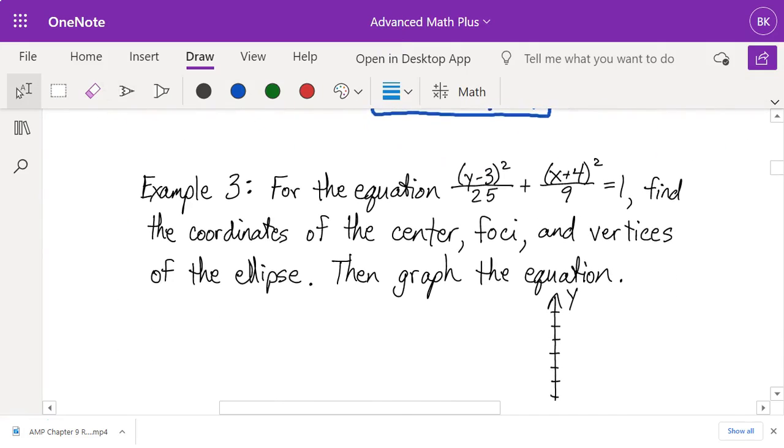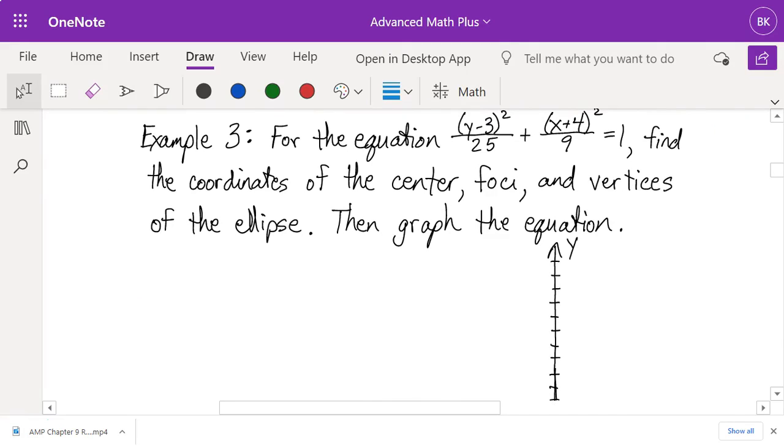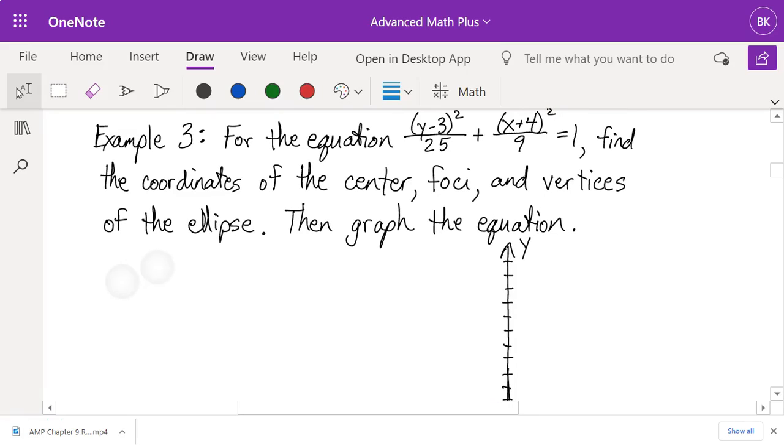Example 3. For the equation here, find the coordinates of the center, foci, and vertices of the ellipse, then graph the equation. Okay? So we're going to start out with the center. What would my center be? 3, -4.